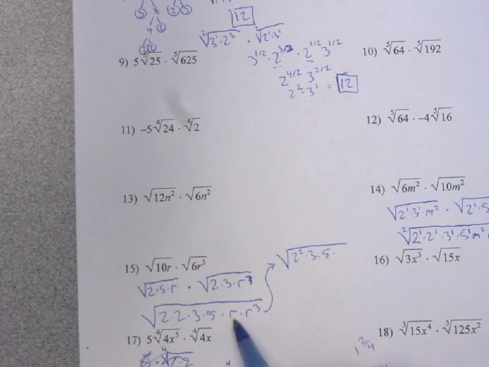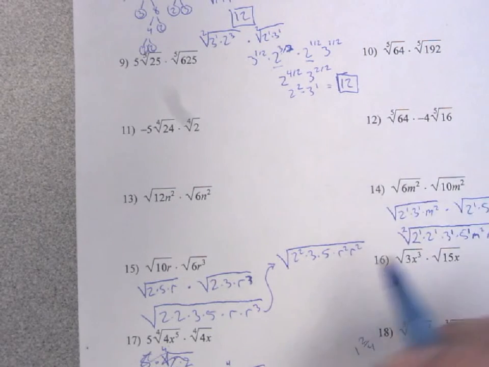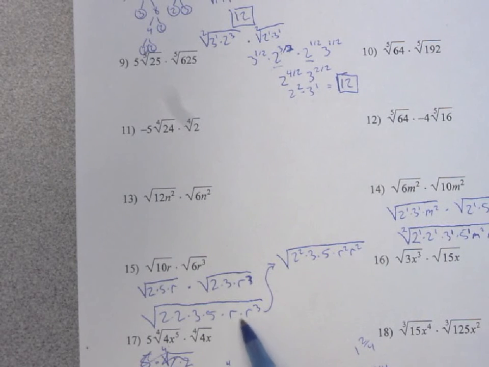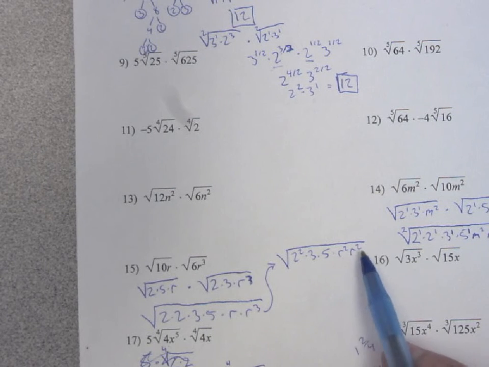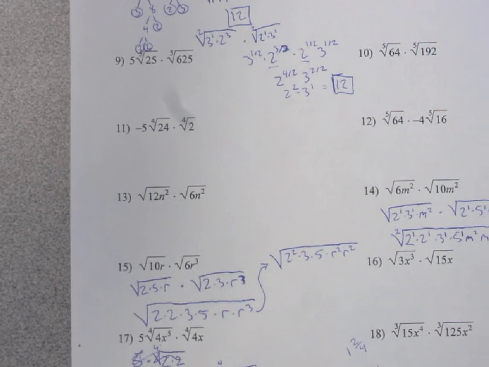Now, this here is going to be r to the 1 and r to the 3, so that together is r to the 4, r to the 4th power. And if I want to, I could change that to r squared and r squared. It doesn't really matter. Either way, I should have 4 r's. So there's 1, 2, 3, 4. I'm just grouping it in a way that allows me to take square roots.